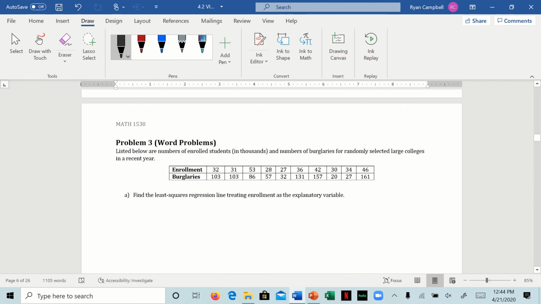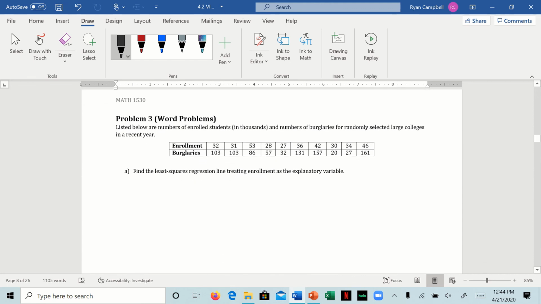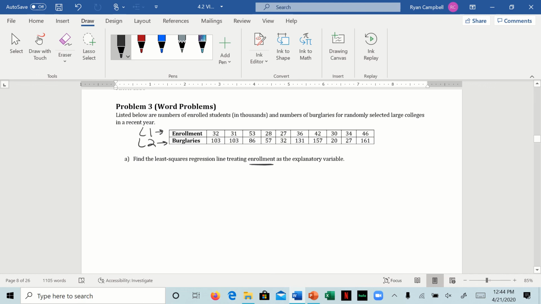All right, let's do problem number 3. So again, skipping D and E. So problem 3 was talking about the enrollment and the burglaries. So let's make enrollment the explanatory variable. L1 is enrollment, L2 is burglaries. So putting those into our calculator.